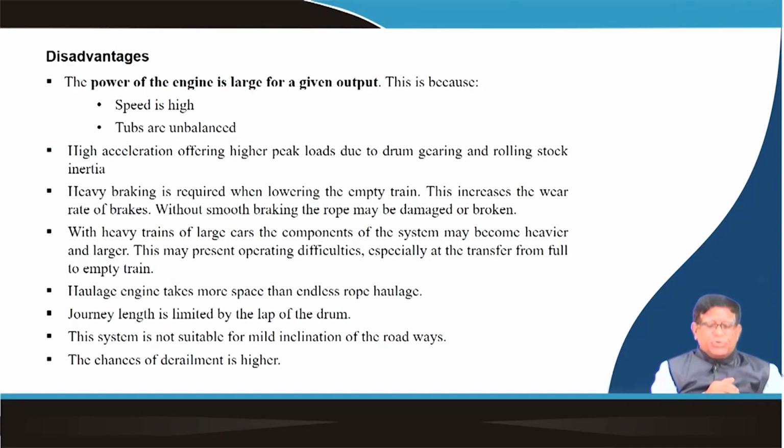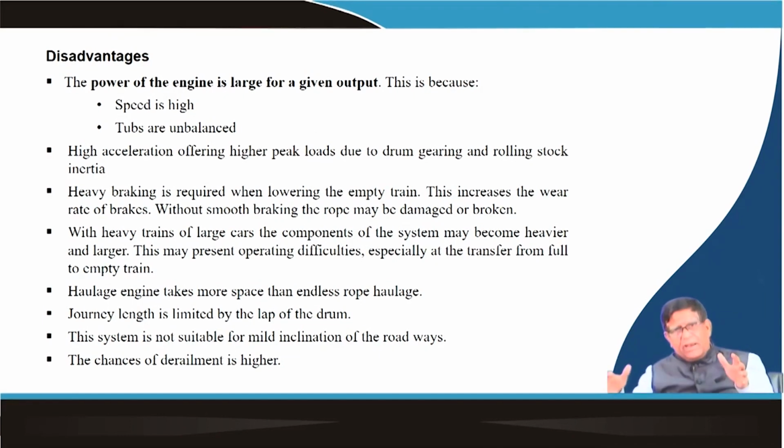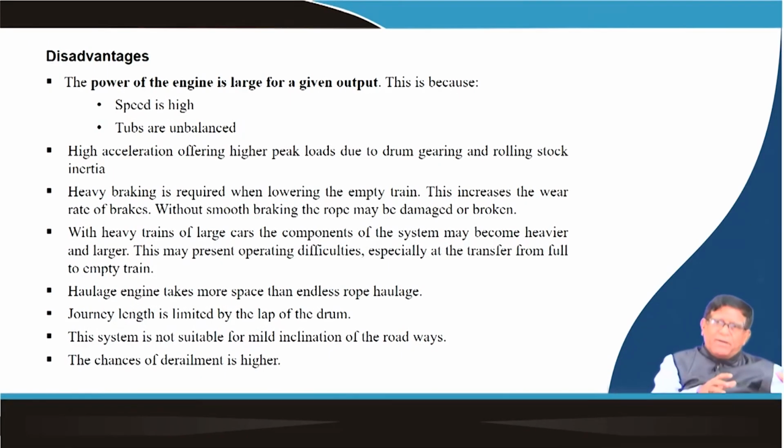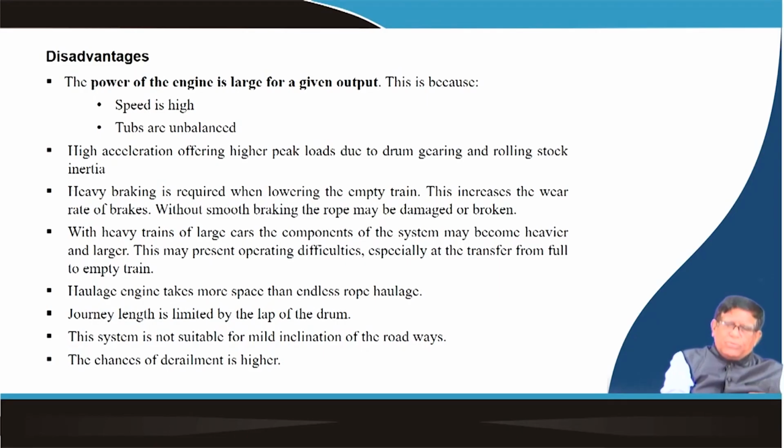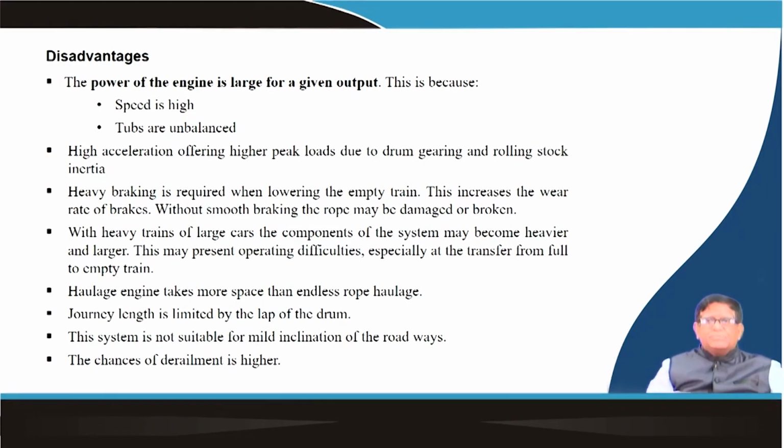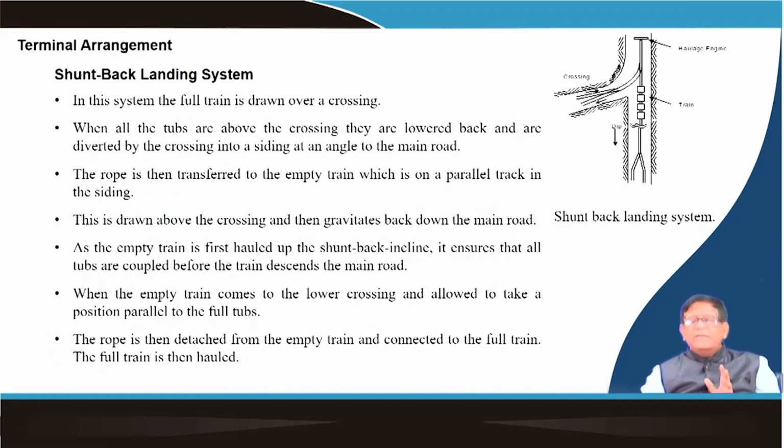Then the haulage engine takes more space than endless rope haulage. Here you will have to excavate in the underground mine, and keep some space for placing and mounting the motor, gearbox, drum, brake, road system, and from there connecting to the rope, and then making a siding for the place where your loaded cars will be coming, where you will be placing the empty cars, and then how those empties will be connected to the rope. For that, a lot of space arrangement will have to be made in the underground system. So, this sometimes creates certain disadvantages.